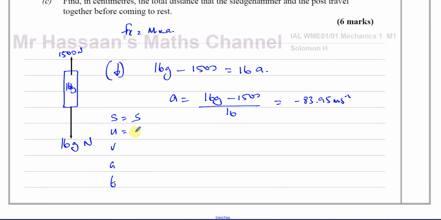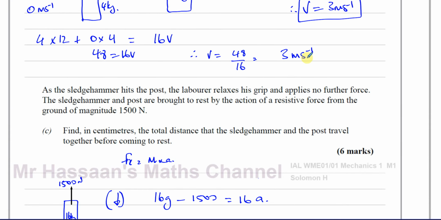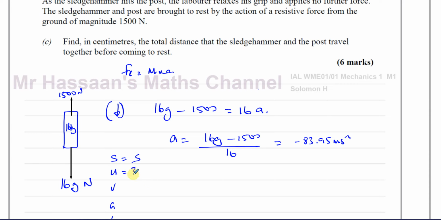We know that the initial speed of these two together, when we first considered the movement, the speed with which they started moving down, was 3 meters per second. That's how fast they're moving when they combined as one object, as we said. We want to find how far they travel until they come to rest, so the final speed is going to be 0 meters per second. The acceleration, as we just worked out, is negative 83.95 meters per second squared.